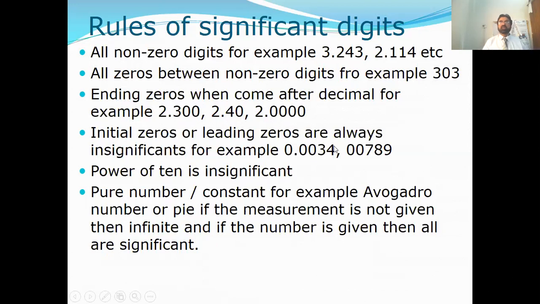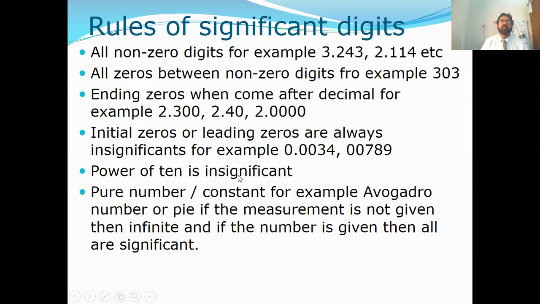Initial zeros or leading zeros are always insignificant. For example, 0.0034, there are only 2 significant digits, and 0.00789, there are only 3 significant. The 2 zeros and these 3 zeros are considered to be non-significant.